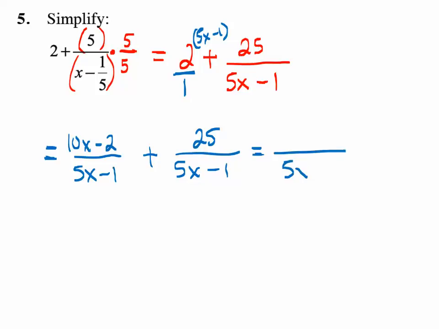Keeping that common denominator is 5x minus 1. Adding the numerators, 10x plus nothing is still 10x. And negative 2 plus 25 is 23. Nothing reduces, nothing factors, so therefore we're done there.